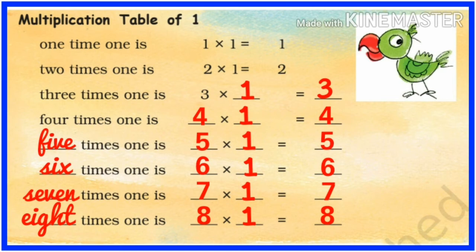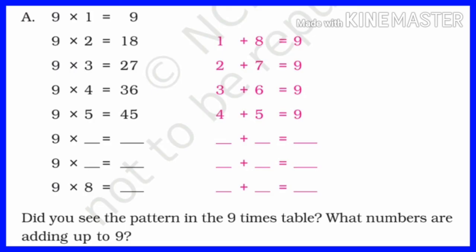Children, you might have seen a pattern. Similarly, we are going to see one pattern in the 9 times table. Here it is given 9 ones is 9, 9 twos is 18. Now here the number 18 consists of two digits, that is 1 and 8. If you add these two numbers, you will get the answer 9.